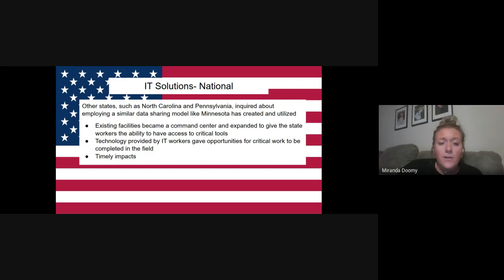They had existing facilities become a command center, and then they expanded out through the states with the ability to have access to those critical tools. And then because of the IT solutions that were available, a lot of that critical work was able to be done directly in the field.